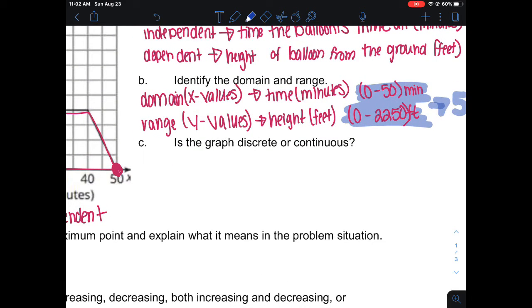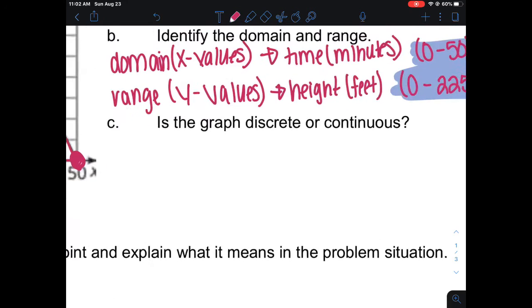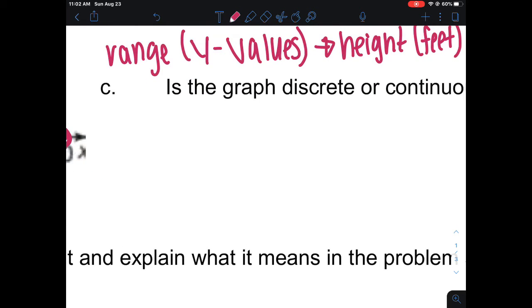All right, and then part C, is this graph discrete or continuous? Discrete, remember, is dots. Continuous is when you can put your finger on one side of the graph and trace the entire thing without ever having to lift up your pencil. So this one is continuous.